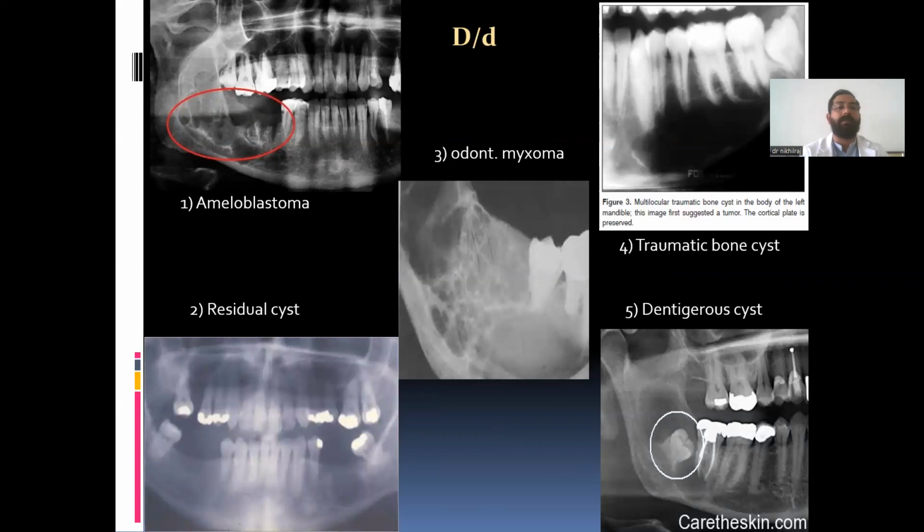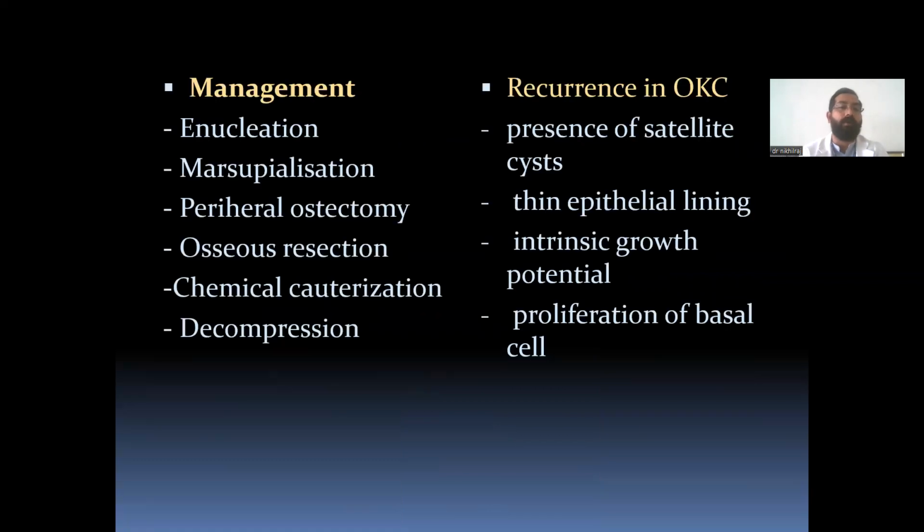Differential diagnosis: the first is ameloblastoma, the second is a residual cyst, the third is odontogenic myxoma, the fourth is a traumatic bone cyst, and the fifth is a dentigerous cyst as the main differential diagnosis. Moving on to the management part, what is the management?